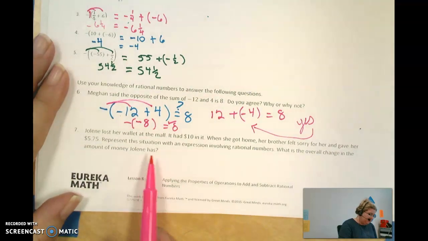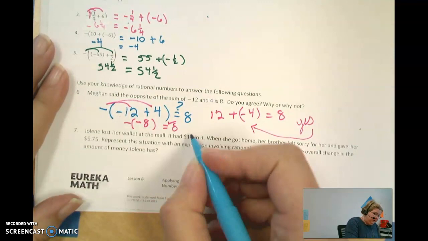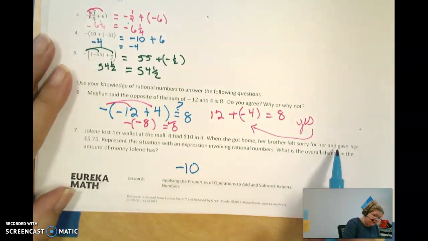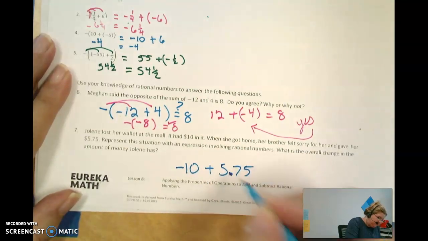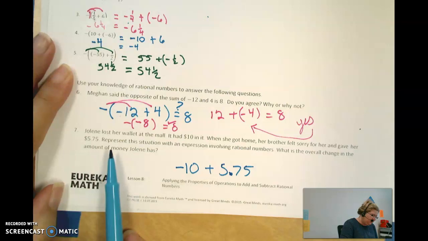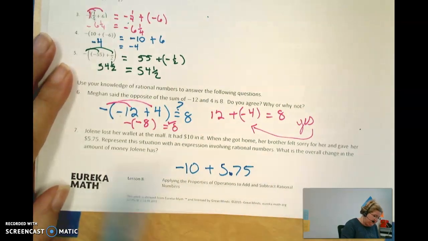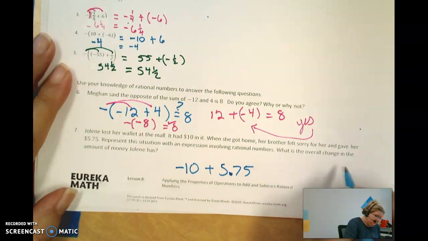Jolene lost her wallet at the mall. It had $10 in it. So she's currently at negative 10. When she got home, her brother felt sorry for her and gave her $5.75. Nice brother. Represent this situation with an expression. Done. What's the overall change, and the amount of money she has?